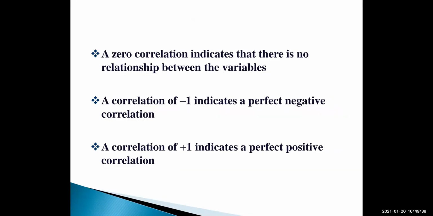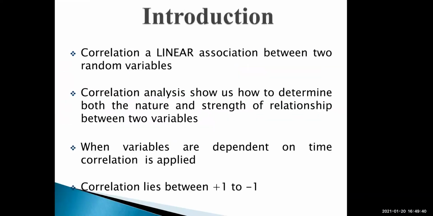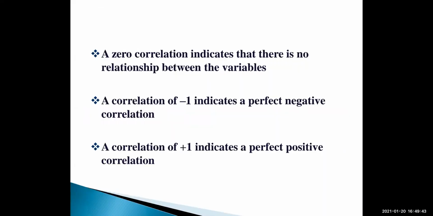Now, talking about the various types of correlation, a zero correlation indicates that there is no relationship between the variables, a correlation of -1 indicates a perfect negative correlation, and a correlation of +1 indicates a perfect positive correlation.